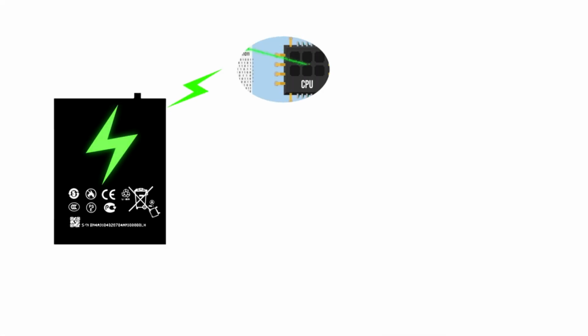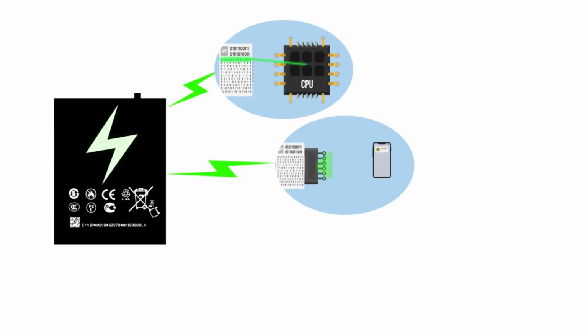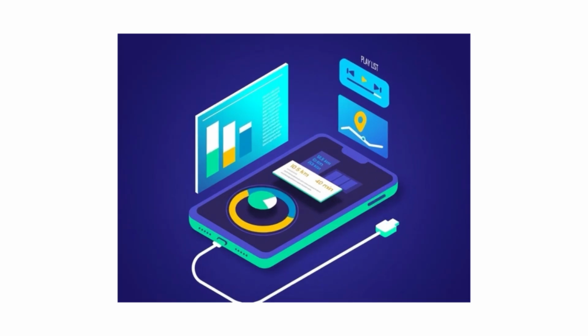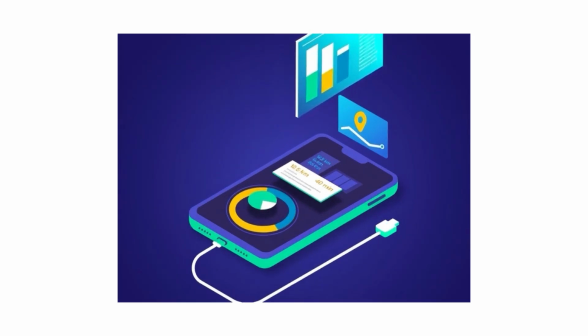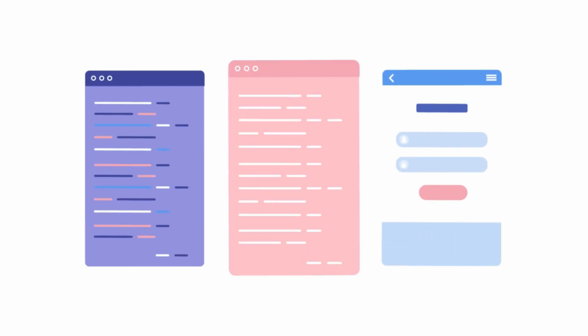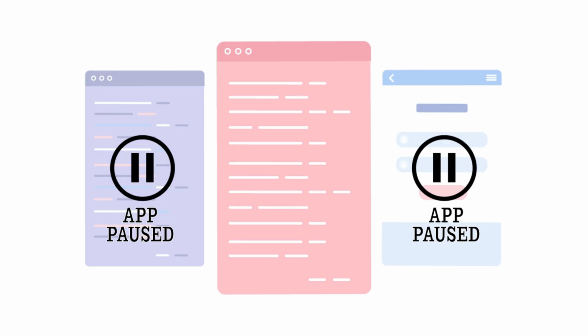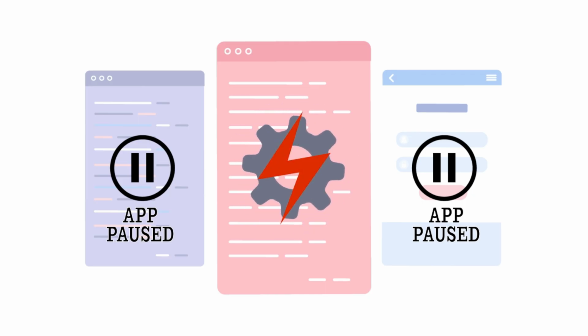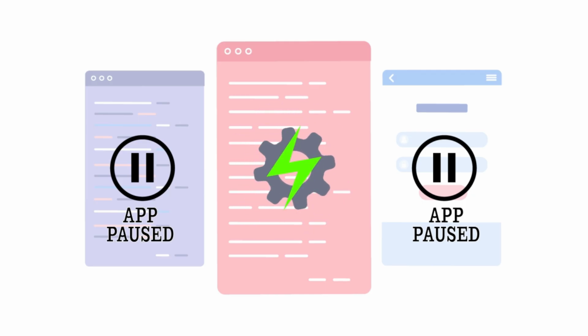Now, what about battery? Every step costs energy. Every time the CPU works, every time the GPU draws, every time the network sends data, your battery gives a little power. Your phone tries to be smart. It slows things down when it can. It puts apps to sleep. It cuts background work. So while one app is open, others may be paused. They wait quietly, ready to wake up when you return. If an app uses too much power, your phone may limit it. It may stop background activity. This protects your battery and keeps your phone cool.